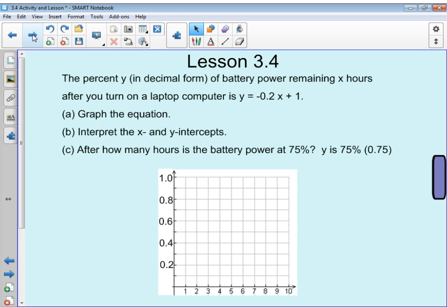It says the percent Y, in decimal form, of battery power remaining X hours after you turn on a laptop computer is Y equals negative 0.2X plus 1. Graph the equation, interpret the X and Y intercepts, and then after how many hours is the battery power at 75%? Okay, so to graph our equation, remember we always start in the back end.